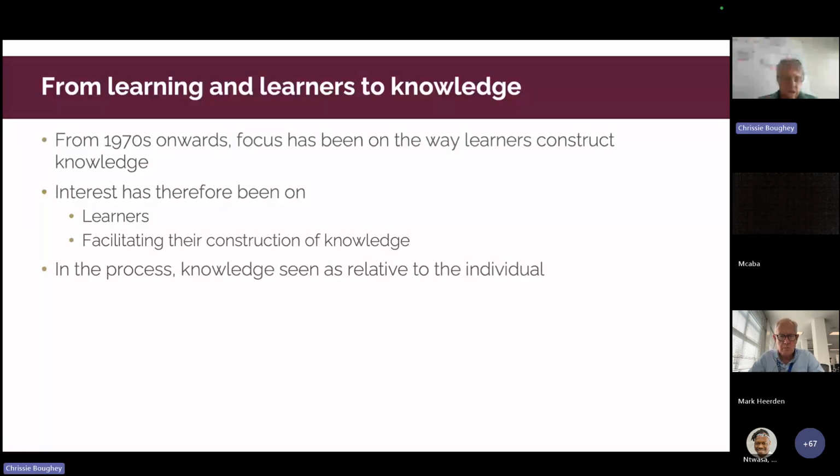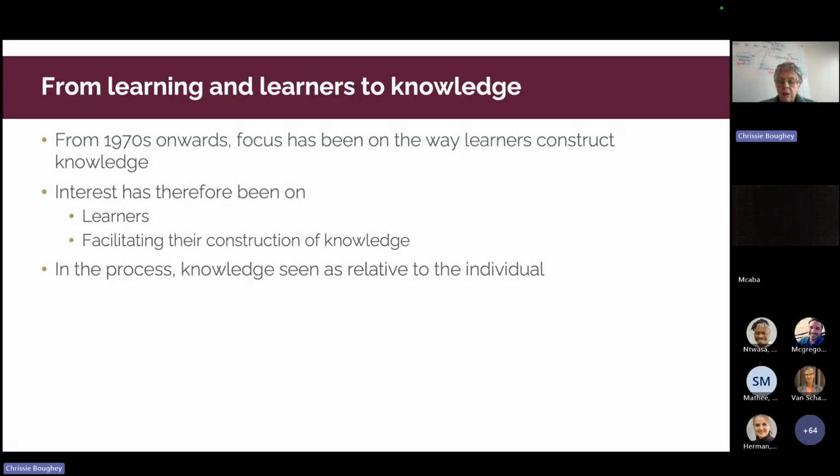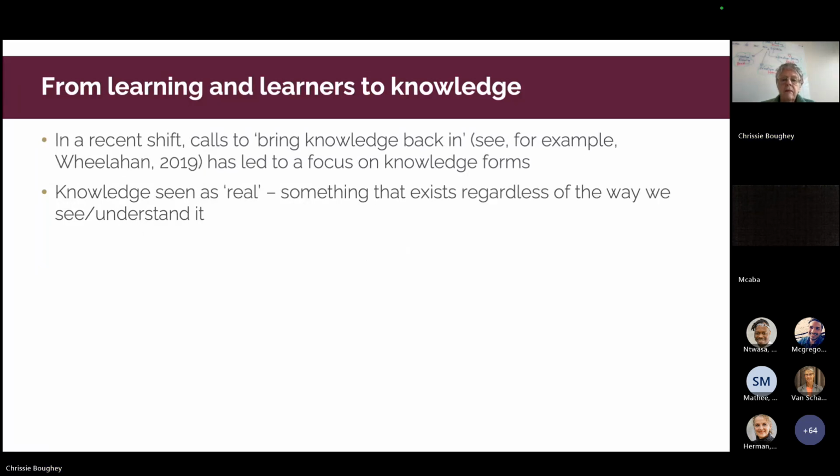So that was dominant from the 1970s onwards, including in higher education. If you look at research on teaching and learning in higher education, you get things like the whole approaches to learning, the work of the Swedish phenomenologists, Marton and Säljö, and people like that, Noel Entwistle, looking at the approaches students took to their learning and so on. So it was very much about learning and not knowledge.